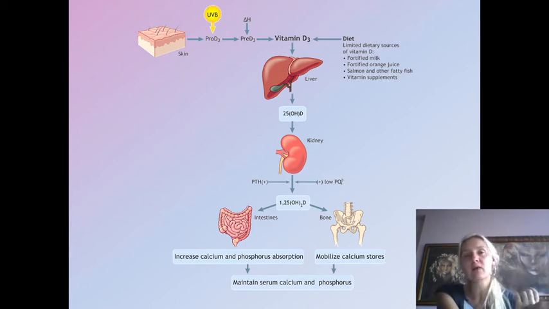Fortified milk, nowadays you have numerous products and milk on the market which is fortified, with added vitamin D. Also fortified orange juice, but predominantly in United States. In our country and in our region you won't find it. Salmon and other fatty fish from cold waters is rich in vitamin D, and of course vitamin supplements.